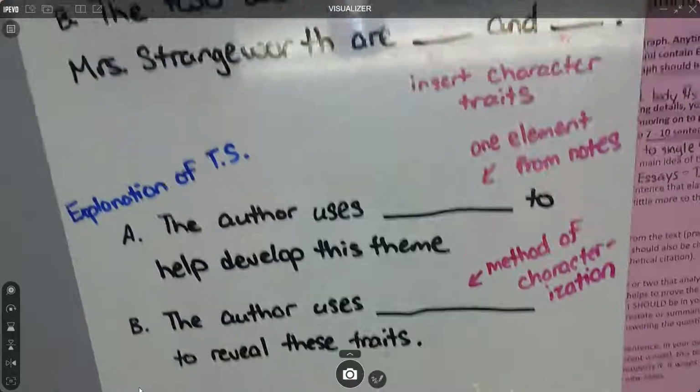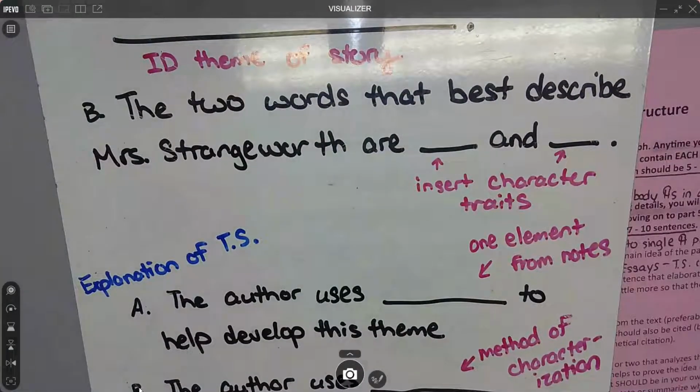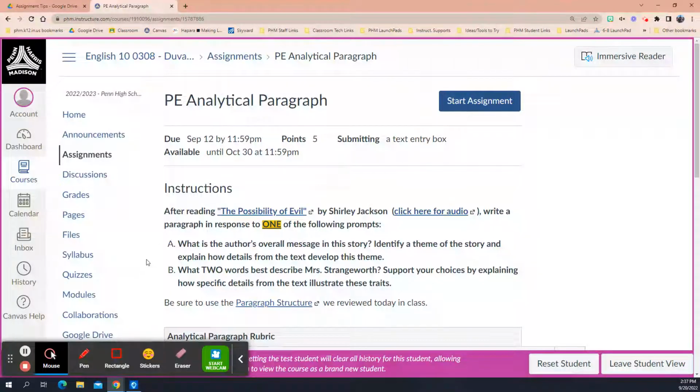Right, so that's how you would get started on the PE analytical paragraph assignment. Let me know if you have questions.